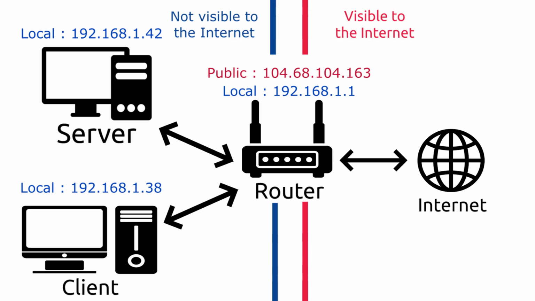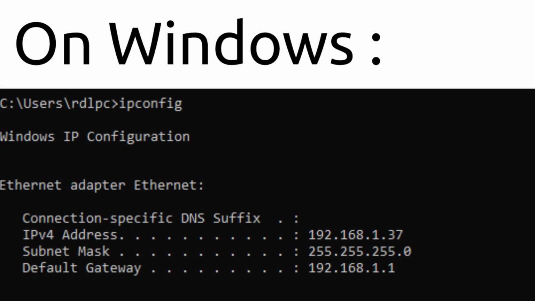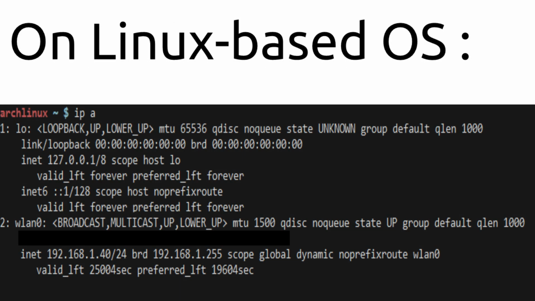Bear in mind that these local clients are not visible to the outer internet yet. We will address that later on. The only device visible to the outer internet is the router with its external IP address. So how do we identify the local IP addresses of our devices? You can do that on Windows by running ipconfig in the command prompt and then looking for the IPv4 address. On Linux, you can use the command ip a and then look for the IPv4 address.